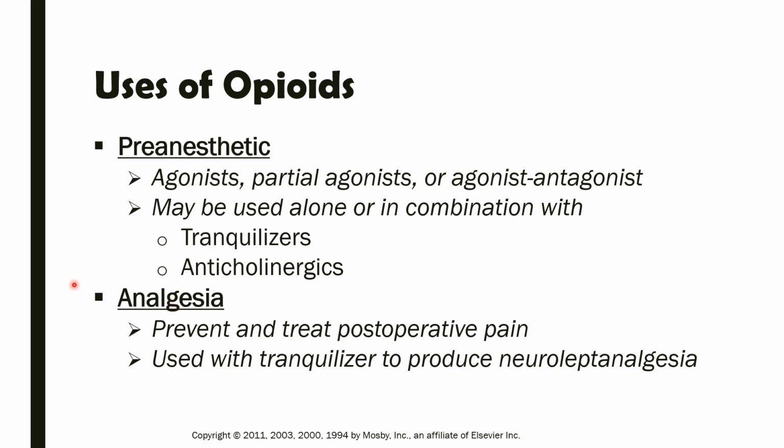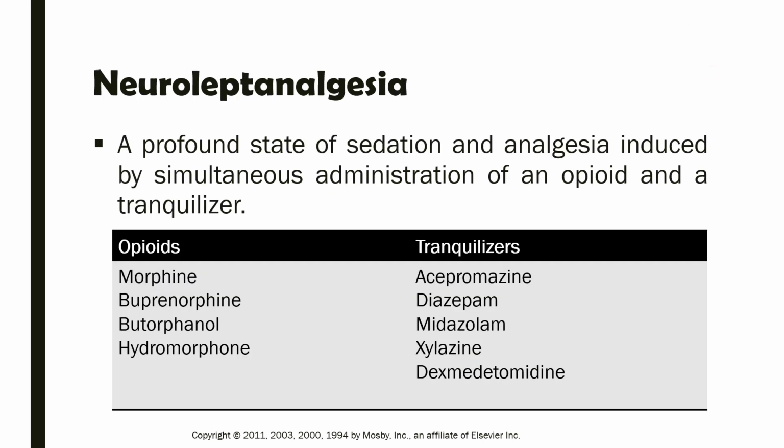The opioids are of course indicated for analgesia. This drug will prevent and treat post-operative pain, and they can be used with tranquilizers to produce neuroleptanalgesia. When we say neuroleptanalgesia, this is a profound state of sedation and analgesia induced by simultaneous administration of an opioid and a tranquilizer. So we have here the list of opioids that we can combine with our tranquilizers in order to produce neuroleptanalgesia.